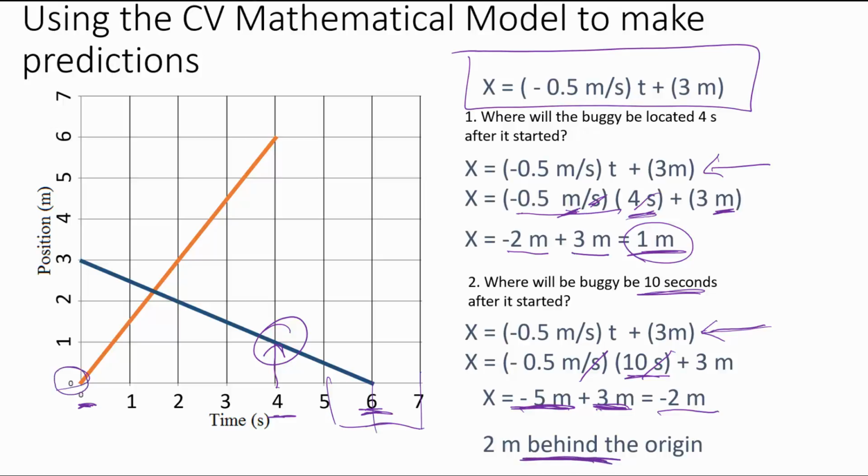So remember, sometimes it's just kind of arbitrary where we set our origin, and then we're just going to measure everything relative to that origin. Okay, hopefully that made sense, and let me know if you have questions.